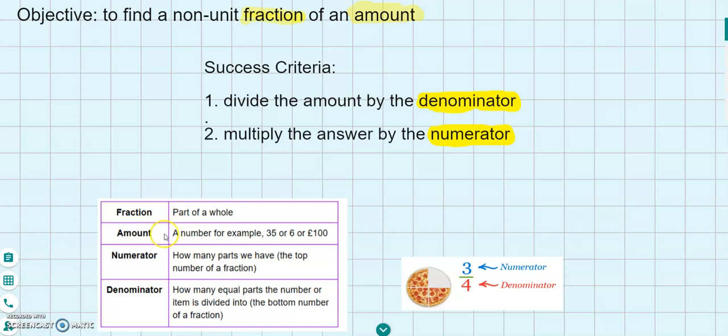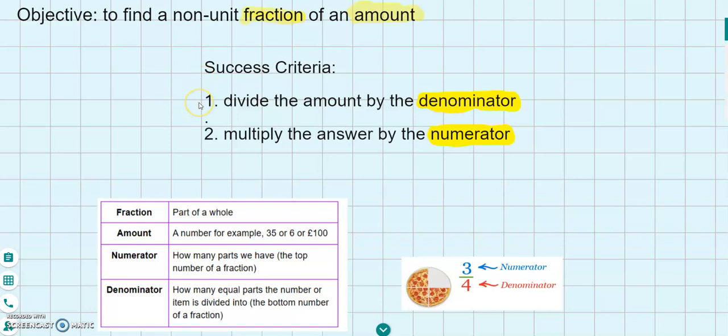We're going to be finding a fraction of an amount, so in this instance an amount is a number, for example 35 or 6, or with a unit of measure, for example £100. Our success criteria is something that we will be referring to later on to help us achieve our objective, but right now I want us to have a look at some of the key words.